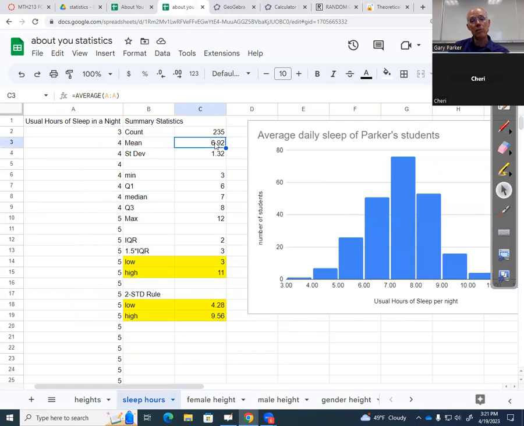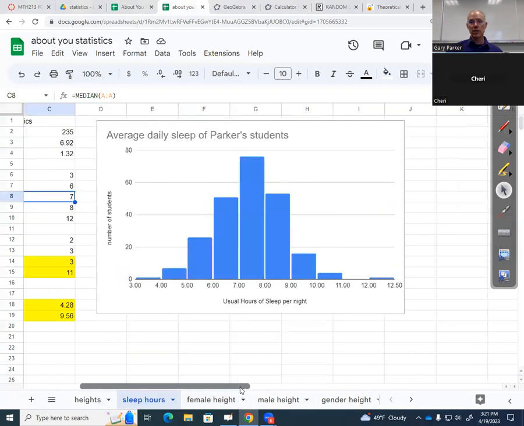Let's see, what's the center here? According to the mean, it's about 7 hours. And according to the median, it's about 7 hours. And usually when a data set is symmetric, the mean and the median will be equal or very close. And here we can see the mean and the median are very close to each other. So this data is relatively symmetric, although it looks like it has a slight tail on the right. So we'd say this data is slightly right skewed.